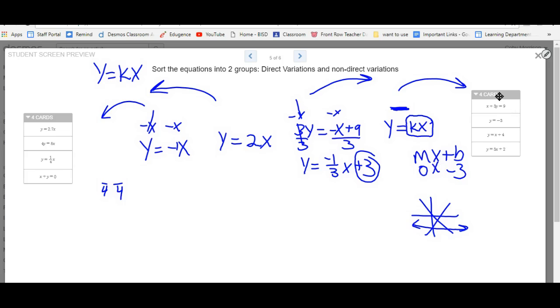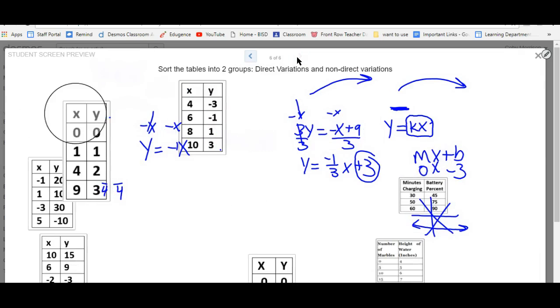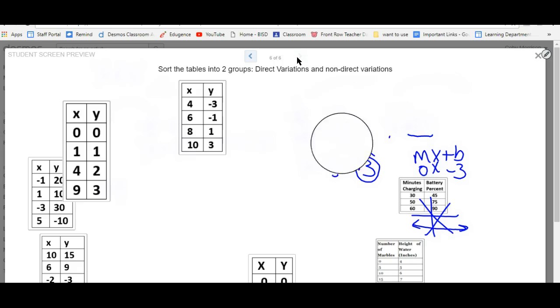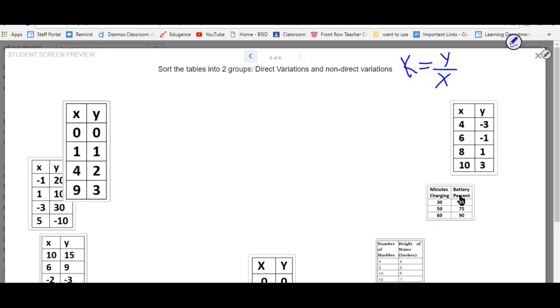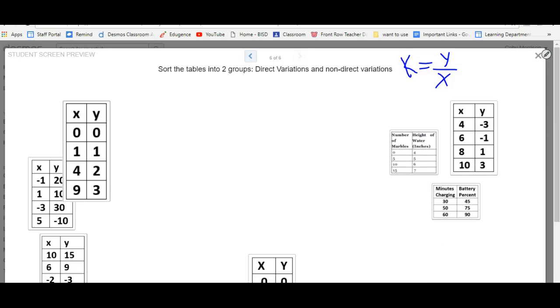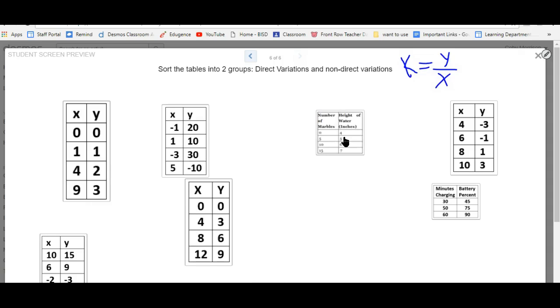So, pause that if you need to. Check your answers. We have one more to go. The tables. Graphs are definitely the easiest. Tables are the next easiest. All you need to look at is the k, which is y over x. If they're all the same, then it's a direct variation. If any of them are different, then it's not. Another thing to check for is that it needs to go through the origin. So let me find an example really quick right here.